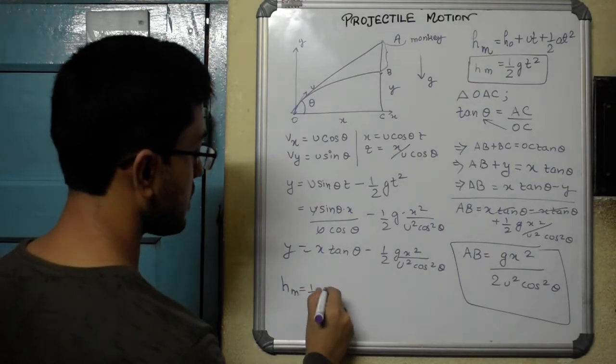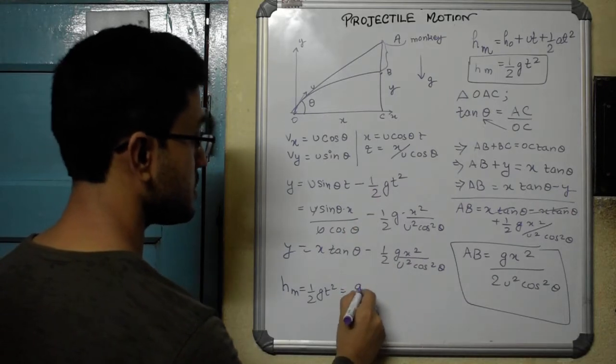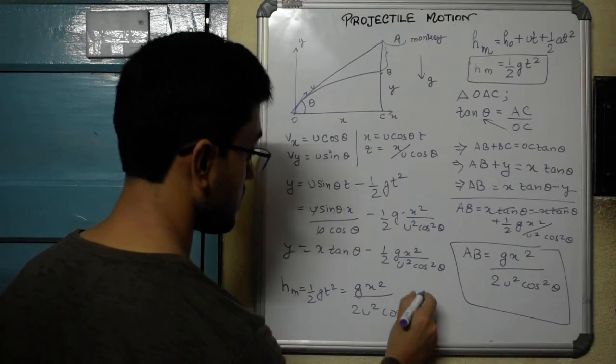Now for the monkey, what's the height? It's half gt squared. And what is time? X by u cos theta. So it's gx squared by 2 u squared cos squared theta.